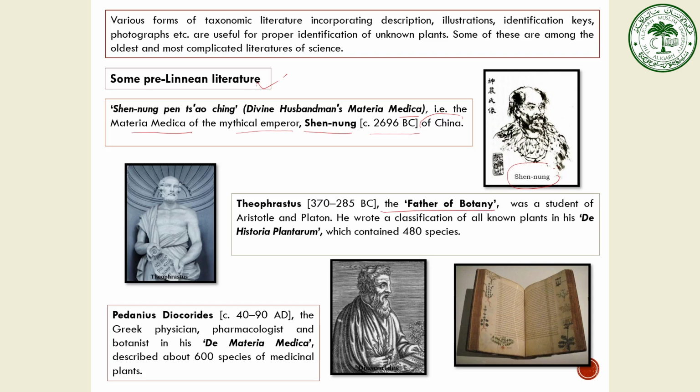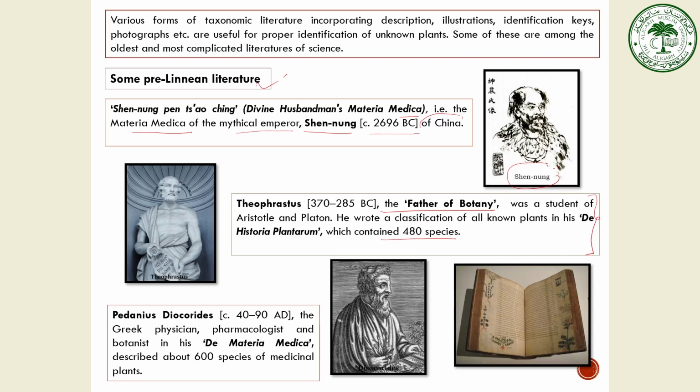And he wrote a classification of known plants, that is the De Historia Plantarum, which contains about 40 plants. In common, his work is also called An Inquiry into Plants, and these classes contain 40 species that are classified on the basis of just their habit, either they are herbs, shrubs, trees or undershrubs. So this work started from Theophrastus, who is termed the father of botany.